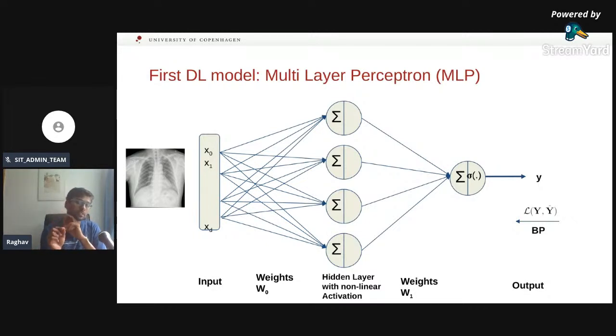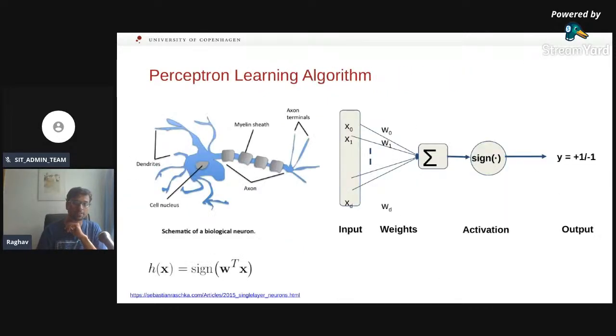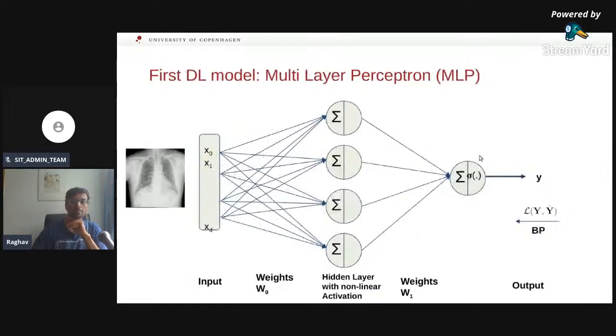Each of these hidden layers is a classifier like the one we had here. If you see, it has a summation and then it has a sign. I don't know if you can see the mouse pointer. Prabodh, can you see the mouse pointer? Yeah, we can. Okay, excellent.